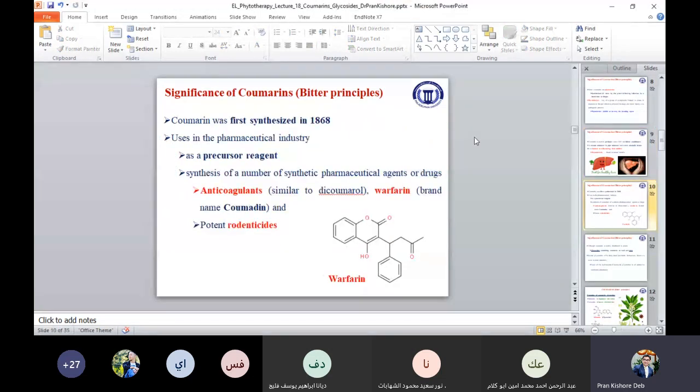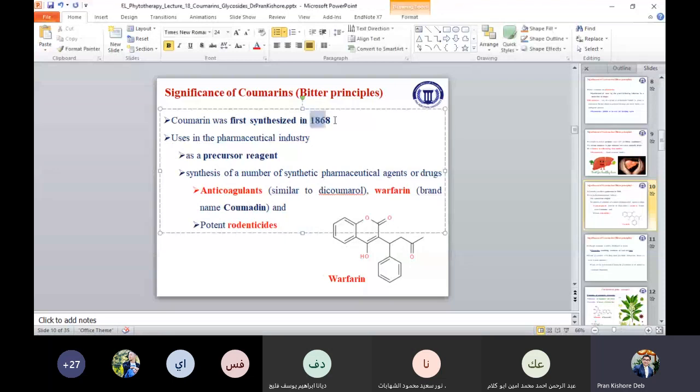So next significance of coumarin. It was first synthesized in 1868, and it is mainly used in the pharmaceutical industry as a precursor agent for the synthesis of a number of pharmaceutical drugs and agents. Two examples I give you here. The coumarins are used as a precursor for the synthesis of anticoagulants. You know the most common example, that is warfarin. Warfarin is synthesized from coumarin.